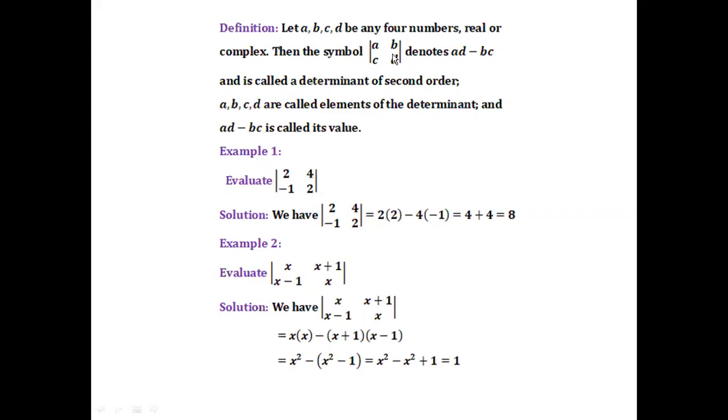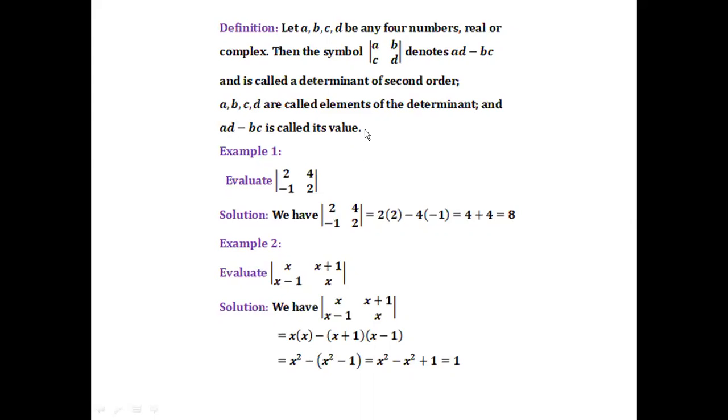Now, its value is given as AD minus BC. This is the formula to find the determinant of 2 by 2. Now, next, example 1. Evaluate determinant 2, 4, minus 1, 2. Solution: we have to obtain the determinant of this 2 by 2.